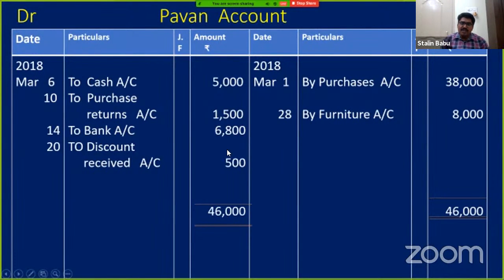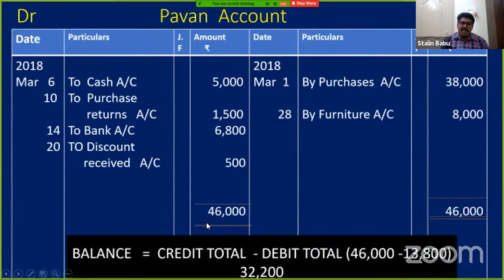Now, we have to deduct the total of debit from the total of credit to make the balance. So balance is credit total minus debit total, that is greater total minus lesser total. Credit side shows 46,000. Debit side shows 13,800. The difference, the balance amount, is 32,200. It should be recorded on the lesser side. Here the lesser side is debit side.